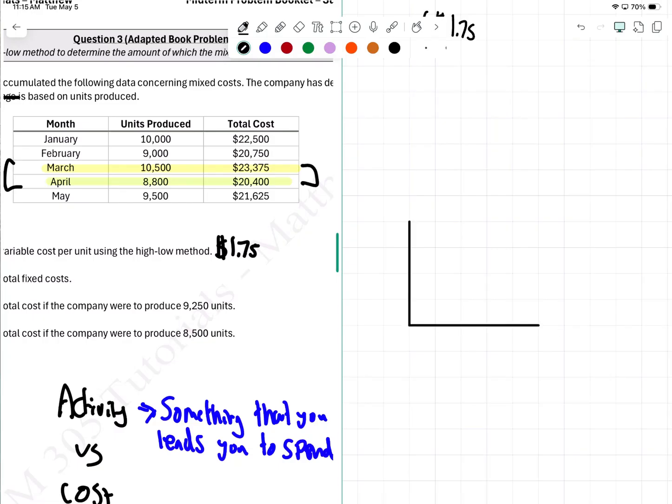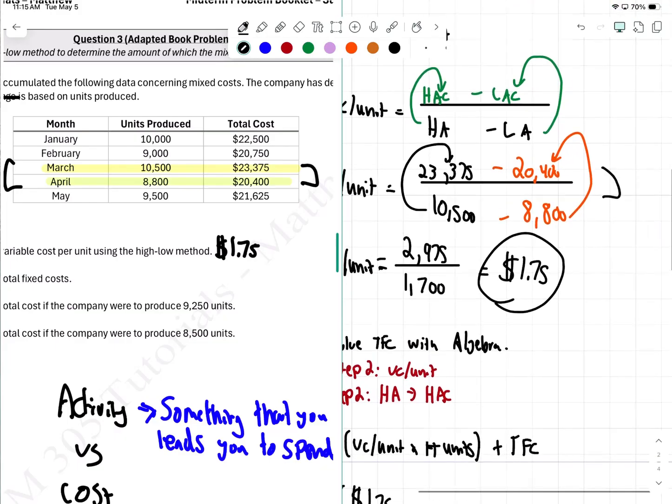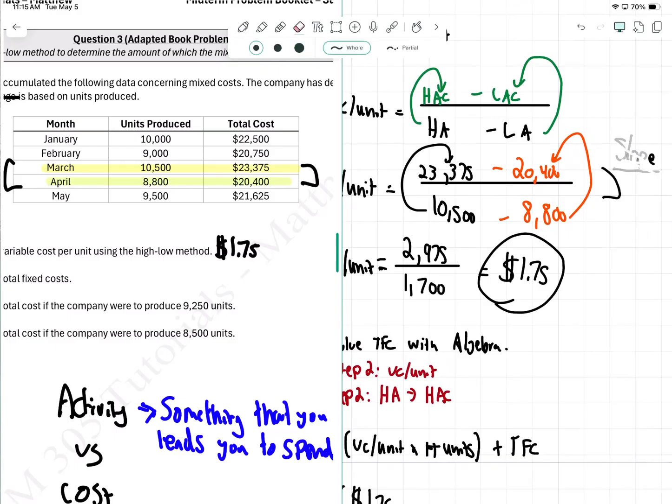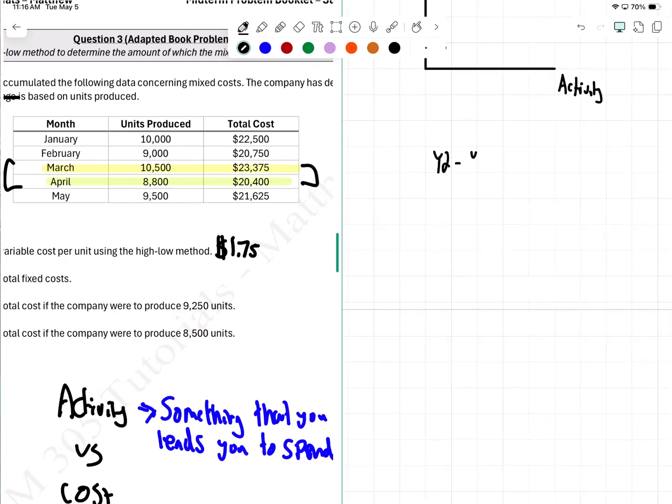This happens sometimes. And sorry for showing you this graph. I know maybe it'll give you some PTSD from economics classes, right? But basically this is what you guys need to know. When you solve for the variable cost per unit with the high-low method, this is actually the equation of a slope function that you learned in your math and econ classes. What we're basically doing here is y2 minus y1 over x2 minus x1.